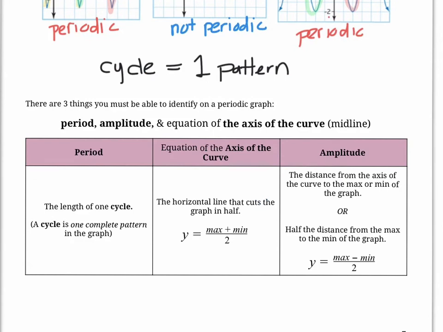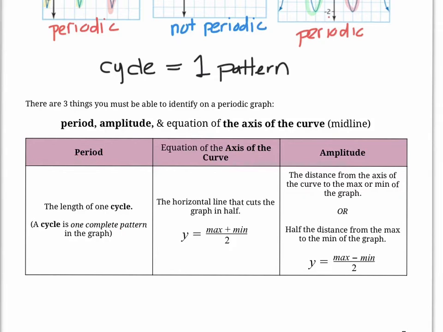So there's three important terms that you need to know when it comes to periodic functions: period, amplitude, and equation of the axis of the curve. I'm going to go through these quickly, but it probably won't sink in until we do an example. So I'll run through them quickly, then we're going to do an example.